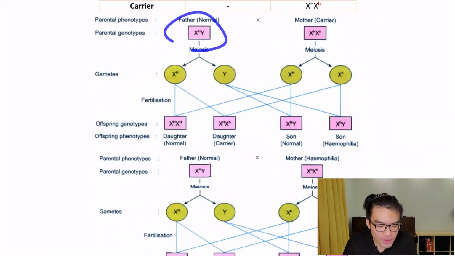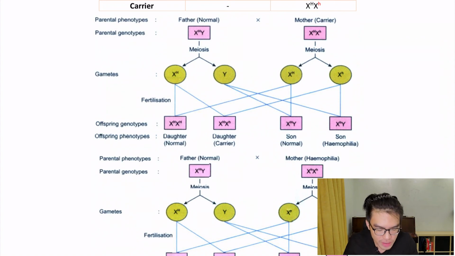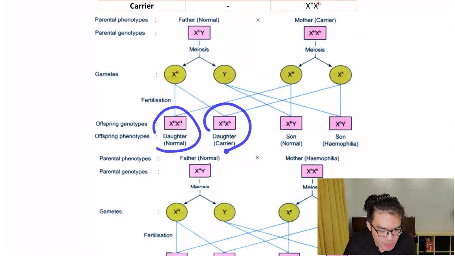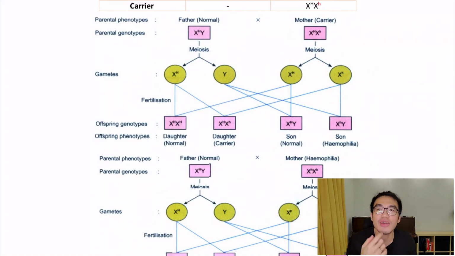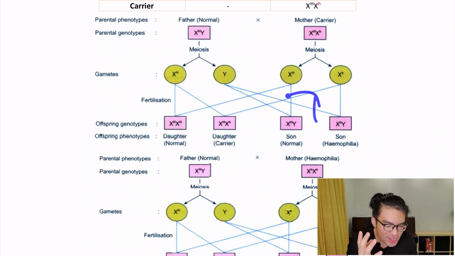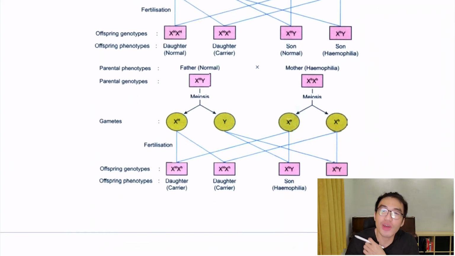If you have a normal father marrying a carrier mother, this is how a problem can arise. You can have a normal daughter, or a carrier daughter, or a normal son or a hemophiliac son. If they know that the pregnancy is a male, a boy, there is a 50-50 chance he could have hemophilia. So I think you can read this diagram yourself.